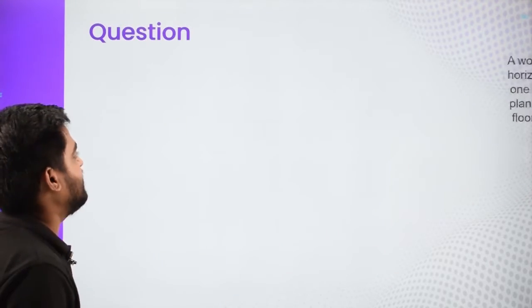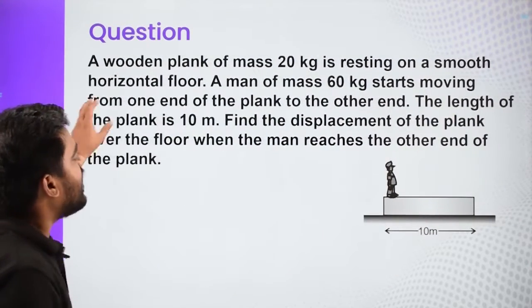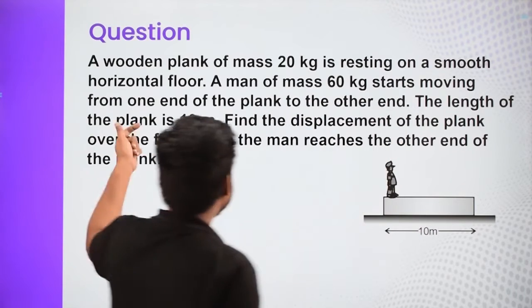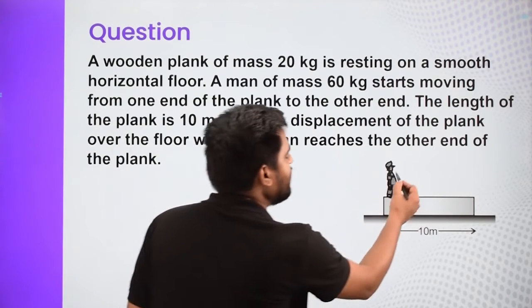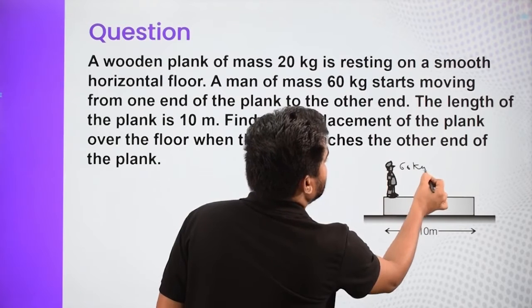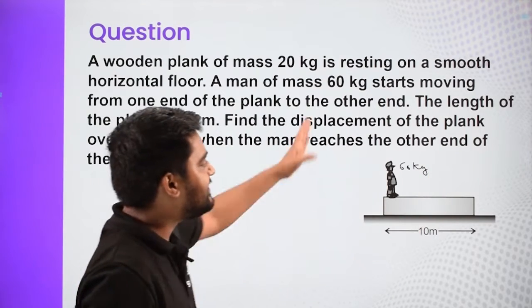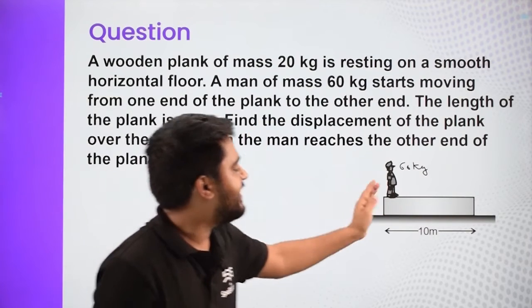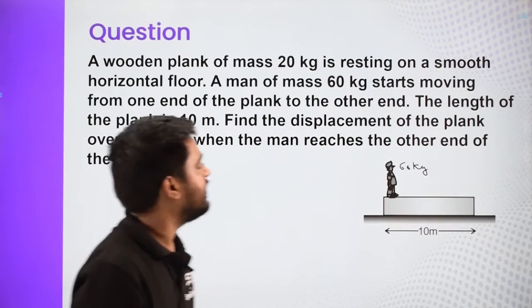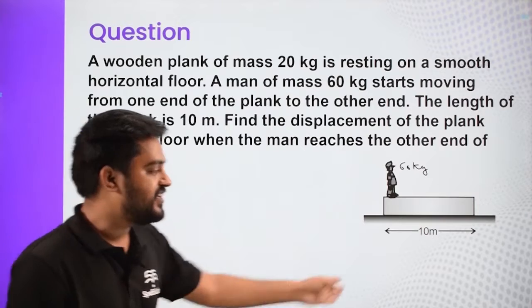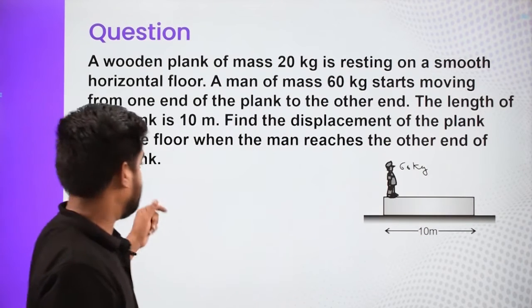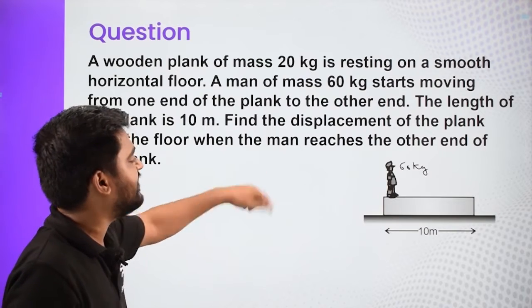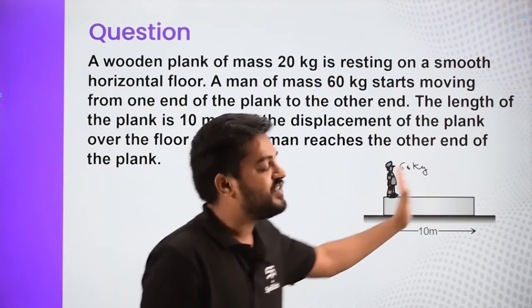Let us do a question. So this question says, a wooden plank of mass 20 kg is resting on a smooth horizontal floor. There is a man of mass 60 kg and he starts moving from one end of the plank to the other end. So he starts moving from here to here. The length of the plank is 10 meters, which is shown in the figure. And now we need to find the displacement of the plank over the floor when the man reaches the other end of the plank.